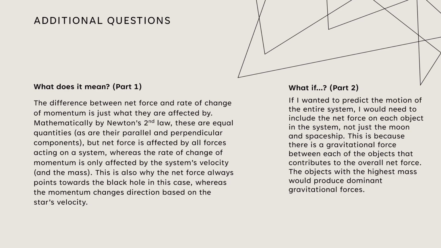And then what if I wanted to predict the motion of the entire system for Part 2? I would need to include the net force on each object in the system, not just on the moon and the spaceship, and this is because there's a gravitational force between each of the objects that contributes to the overall net force. For dominant forces, the objects with the highest mass would produce dominant gravitational forces. And that's it.